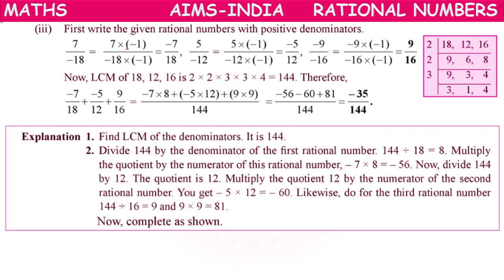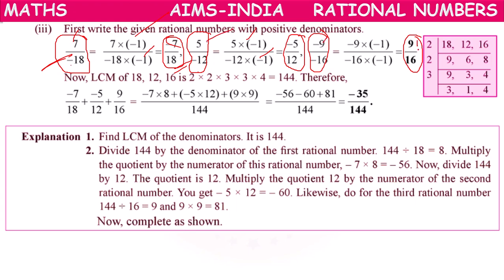Next one. So here 7 by minus 18, 5 by minus 12. Both of them are not in standard form, because the denominators are minus 18 and minus 12. They are to be written in standard form first. Multiplied by minus 1, minus 7 by 18, minus 5 by 12, and minus 9 by 16 also, multiplied by minus 1, 9 by 16. So the given 3 rational numbers are turned into standard form.